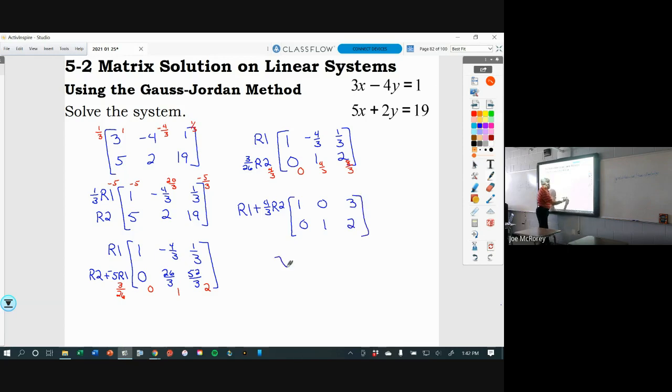What's X? 3. What's Y? 2. So the solution is the ordered pair 3, 2. Wait, hold on, just a moment. I'm still a couple steps behind you. This is what the calculator does when you do RREF.